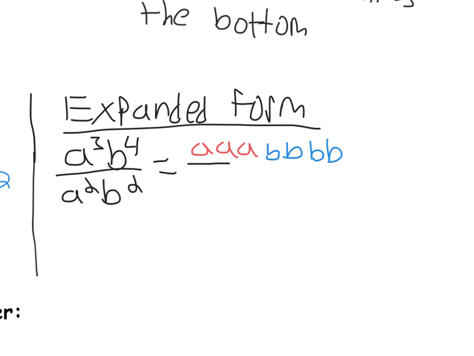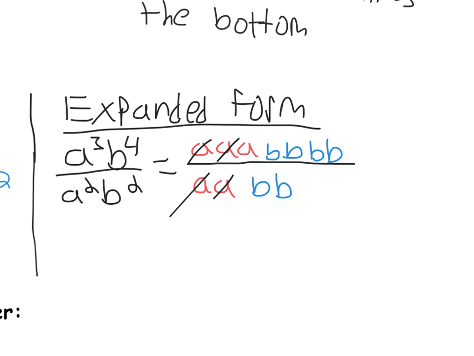Okay, then you want to draw your fraction bar. And on the bottom, we're going to expand that as well. We have a to the second, so that is just a times a, just like that. And then the b's, we have 2 b's as well, so that's b times b. All right, and so now all we do is if you have any number or any letter divided by itself, it's just going to be 1. So anytime you have a letter over the same letter, you can just cancel those out. So we're going to put a slash through the first a's and also the second a's.